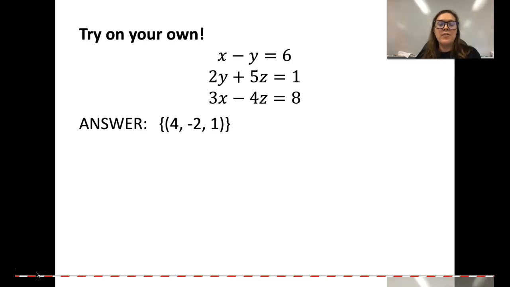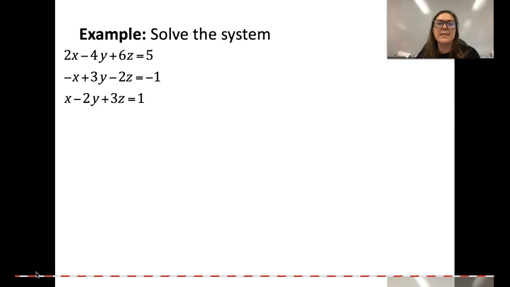Did you get 4, negative 2, 1? Hopefully you did. If not, ask tomorrow. We can go over it in class. All right, so now let's finish with some special systems.